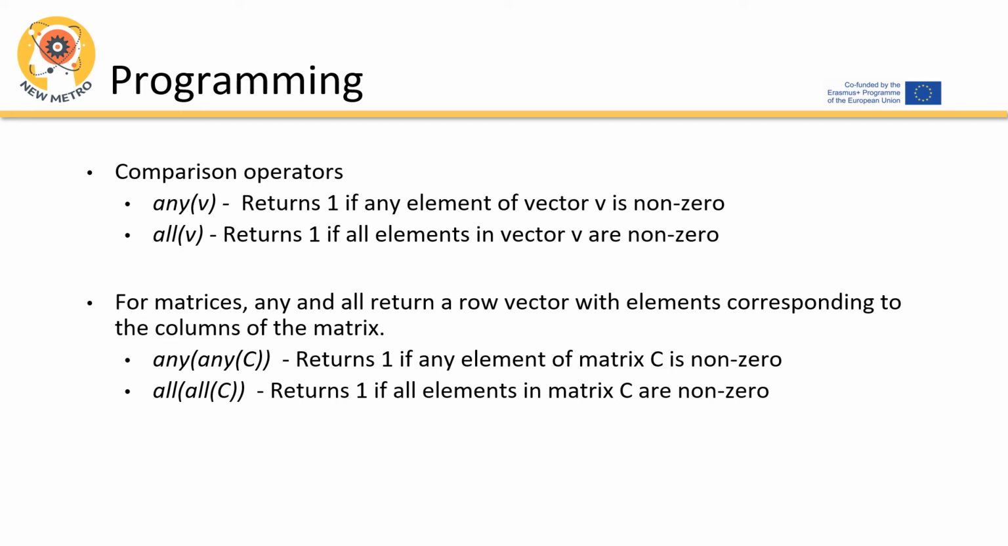The comparison operators include any(v), which returns 1 if any element of vector v is non-zero. all(v) returns 1 if all the elements in vector v are non-zero. For matrices, any and all return a row vector with elements corresponding to the columns of the matrix. any(C), capital C, returns 1 if any elements of the matrix C is non-zero, and all(C), capital C again, returns 1 if all the elements in matrix C are non-zero.